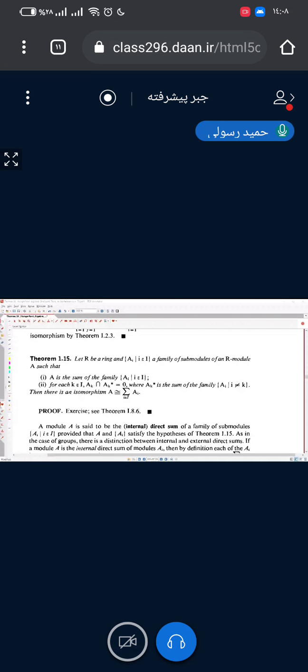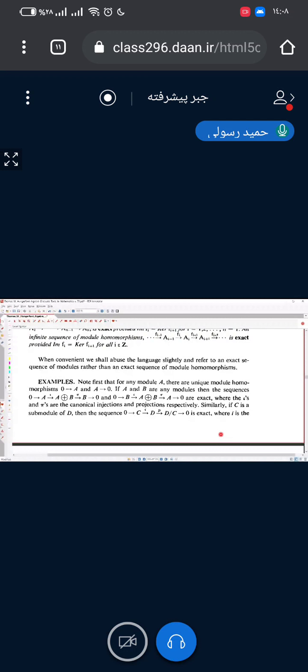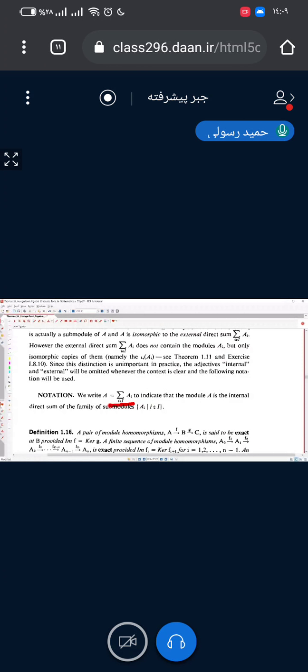In this notation, we write A equals sigma of A_i to indicate that the module A is the internal direct sum of the family of submodules A_i. Okay.